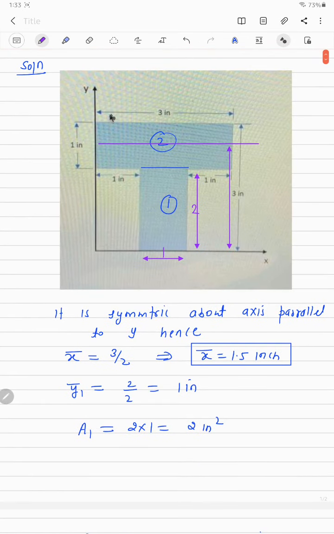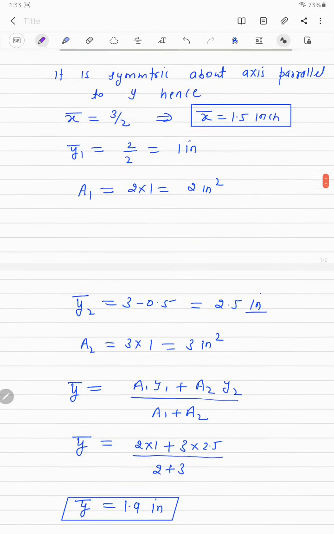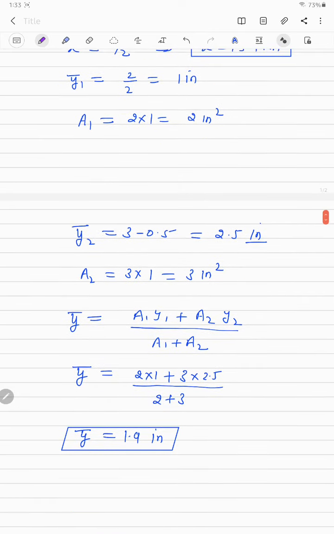A2, how can we find it? This is 3 and this dimension is 1, so A2 will be 3 into 1. So we have found A2, y2, A1, y1. Now we can find the centroid of the complete shape.